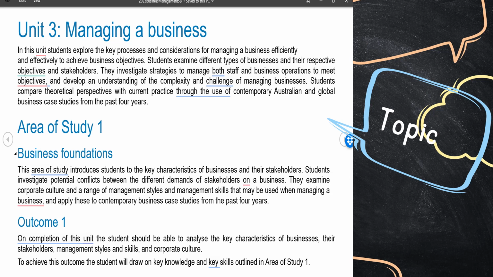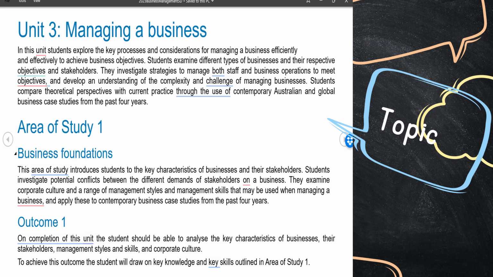This unit has several areas of study. We picked up Area of Study 1, which is the business foundation. This business foundation introduces students to the key characteristics of businesses and their stakeholders. Students investigate potential conflict between the different demands of stakeholders on a business. They also examine the corporate cultures and the range of management styles and management skills that may be used when managing a business, and definitely they apply those to contemporary business case studies.